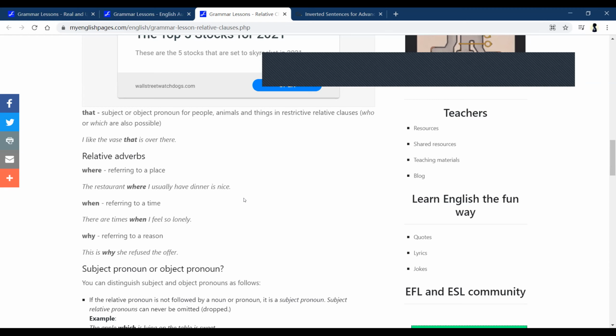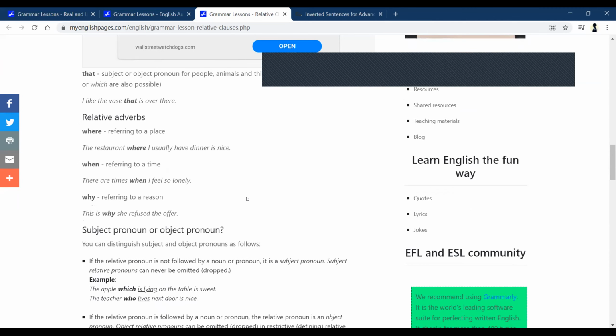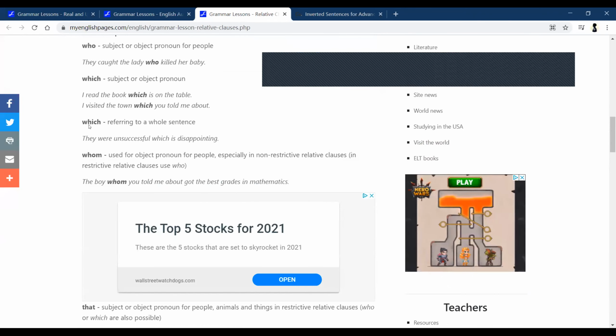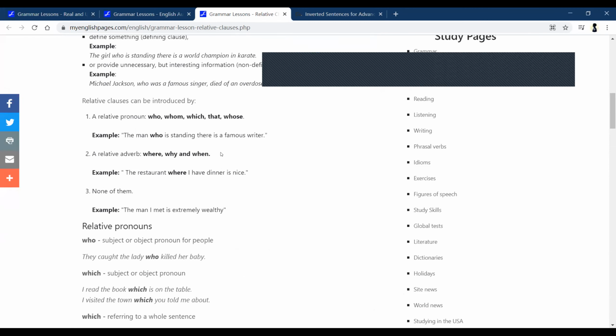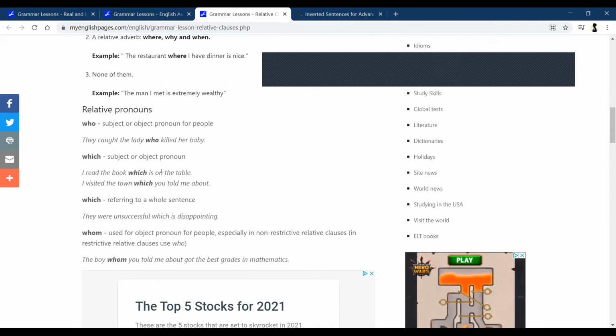Like there are times when I feel so lonely. Why? And "to" is referring to a reason. As I mentioned before, which and that are kind of omnipotent, which is to say they can be used in almost all situations, but to be academic, when you use them, you cannot use them that casually.